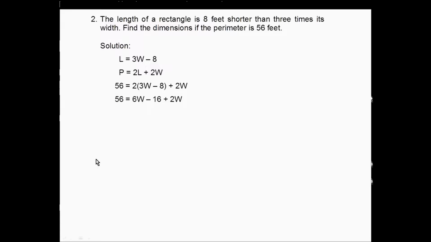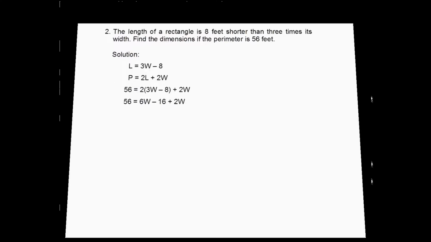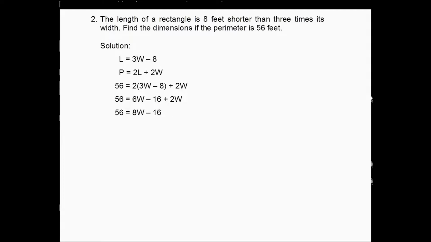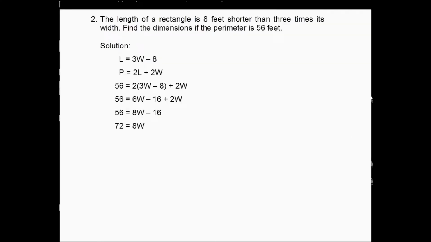On the right-hand side, I need to combine my W's. 6W plus 2W is 8W. So 56 is equal to 8W minus 16. Keep the W's on the right, so add 16 to both sides. So I'm going to get 72 is equal to 8W. Divide by 8, 9 is W.